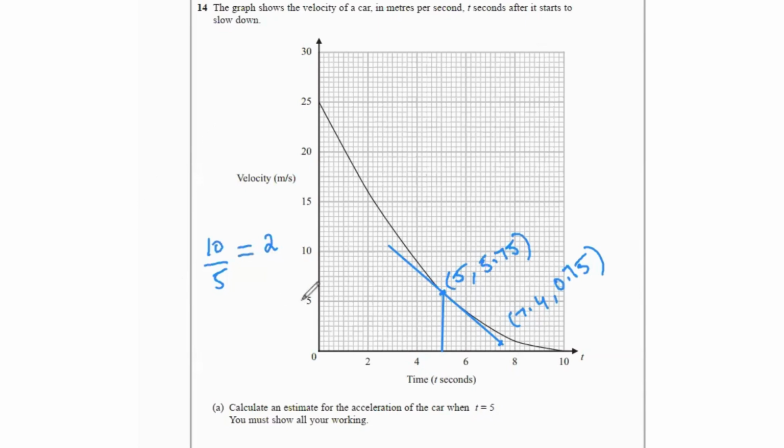Yeah. Okay, so for the gradient, 5.75 minus 0.75 divided by 5 minus 7.4, and that is going to give us negative 0.68. That is our acceleration at t equals to 5.